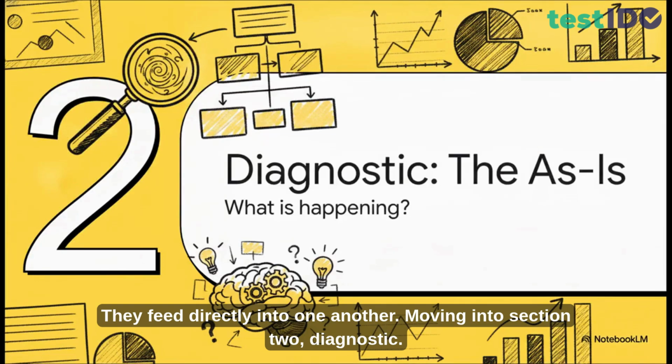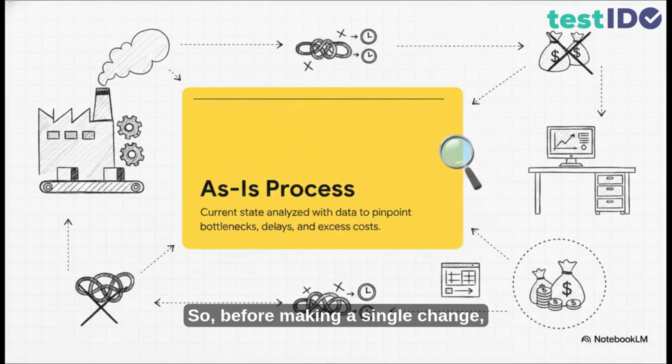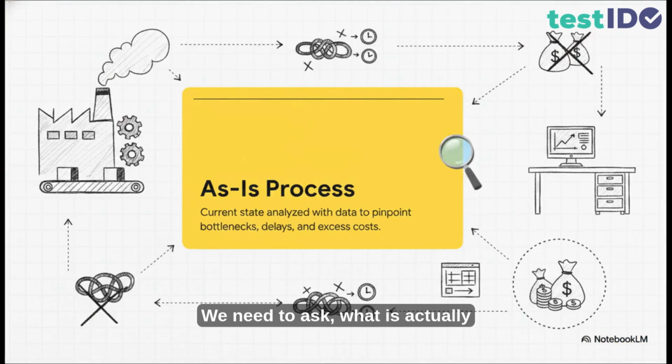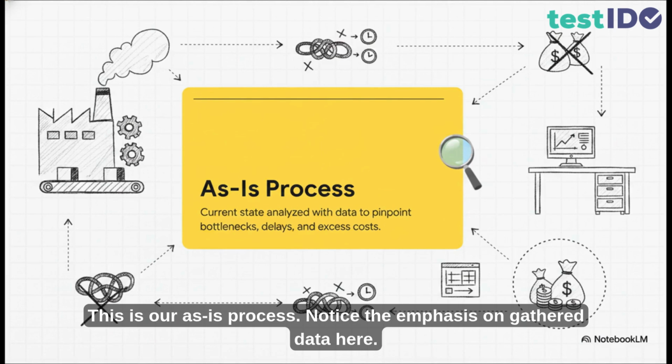Moving into Section 2, diagnostic, analyzing the as-is. Basically, what is actually happening? So, before making a single change, we must carefully examine the current state of affairs. We need to ask what is actually happening out there on the factory floor or in the back office. This is our as-is process.